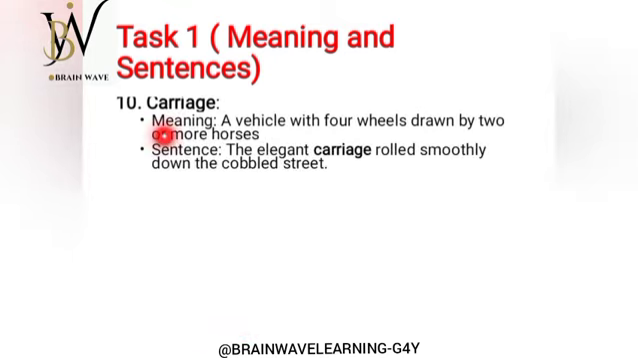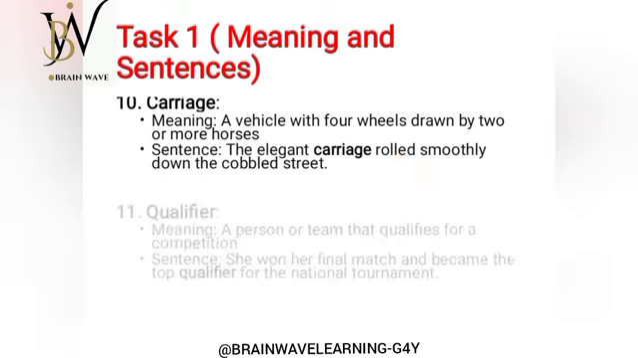Okay, so number 10, carriage meaning a vehicle with 4 wheels drawn by 2 or more horses. Sentence, the elegant carriage rolled smoothly down the cobbled street.